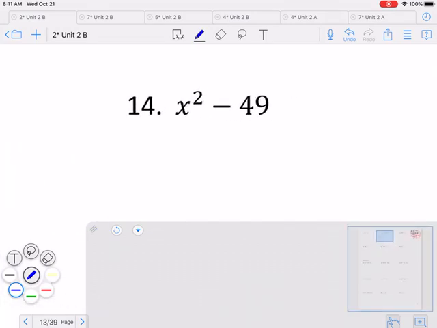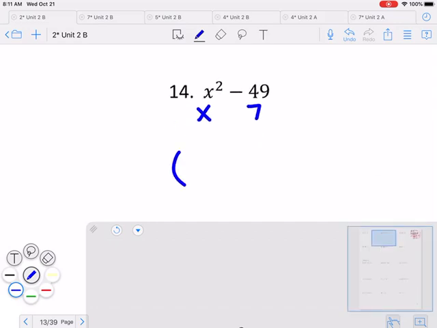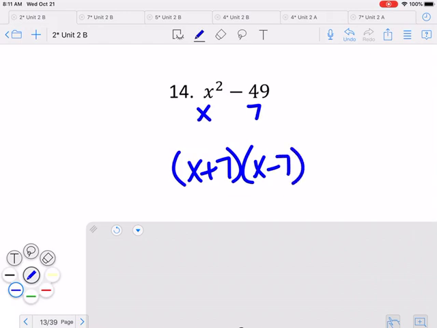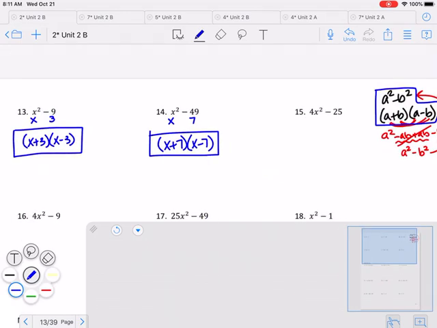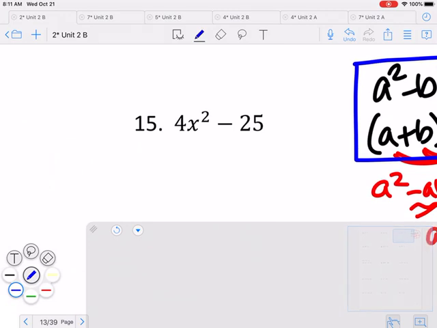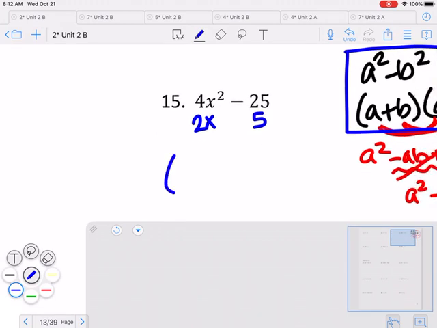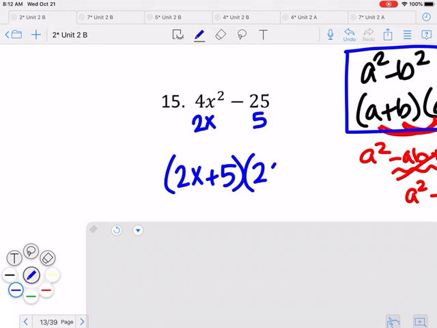What do you square to get x squared? x. What do you square to get 49? 7. So our answer is x plus 7 times x minus 7. What do you square to get 4x squared? Sometimes there's a number in front, so 2x. And we square 5 to get 25. So 2x plus 5 times 2x minus 5.